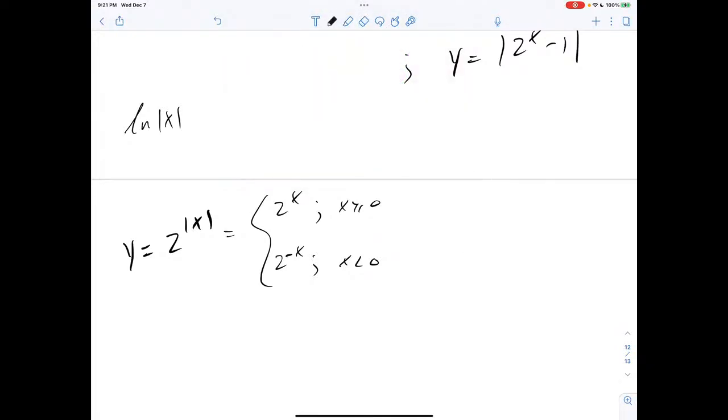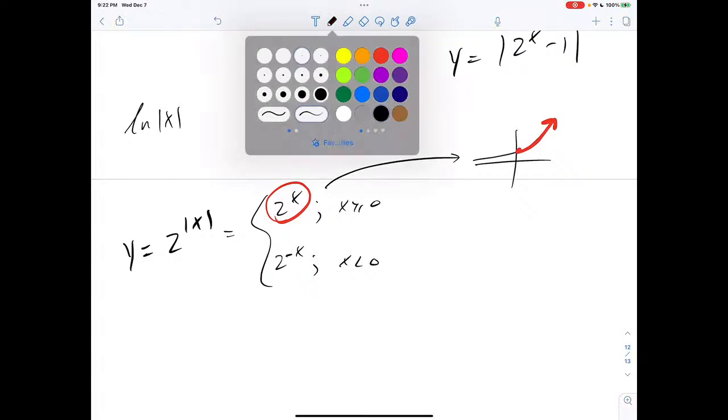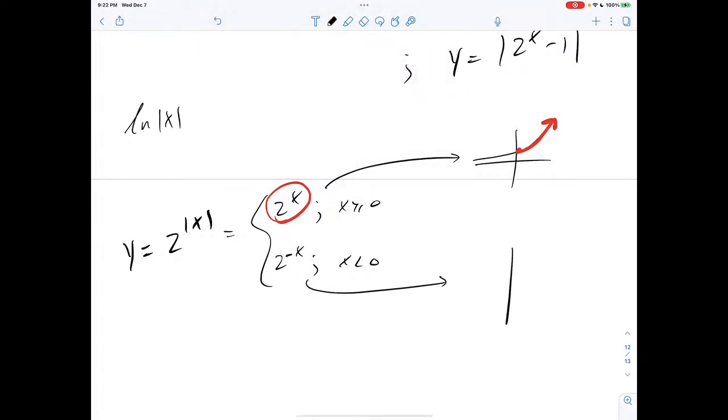I know what these look like individually. The graph of this just looks like this. But I'm only interested in this graph when x is greater than or equal to 0. So what I have in red represents this one. And then over here, like we just talked about, this is 1/2 to the x. So this is a decay function, looks like this. When x is less than 0, I'm graphing all of this portion here that I have in purple.